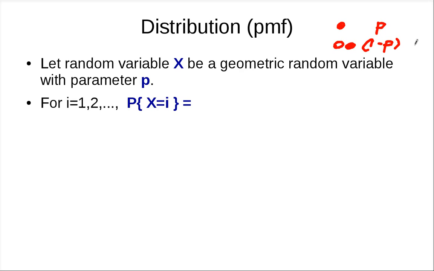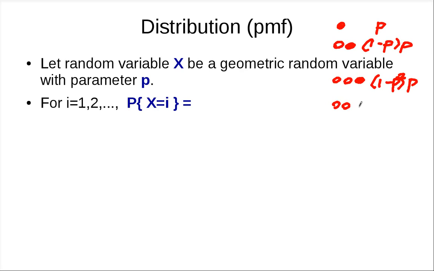And the second time you have to be successful, so it's p. Note that this is true because the trials are independent. Okay, and what's the value if you have to do it three times? Then it's going to look like this: you have to fail twice, and the last time you have to be successful. Let's do it one more time.